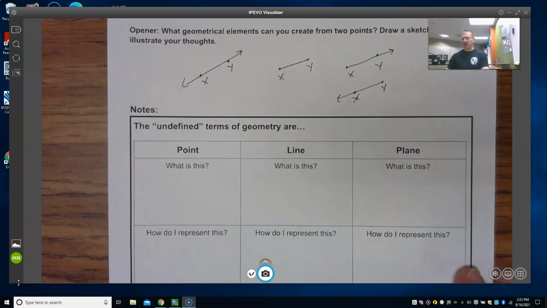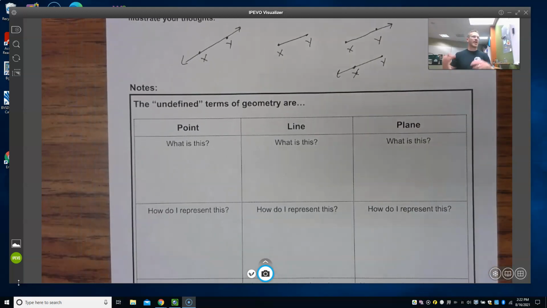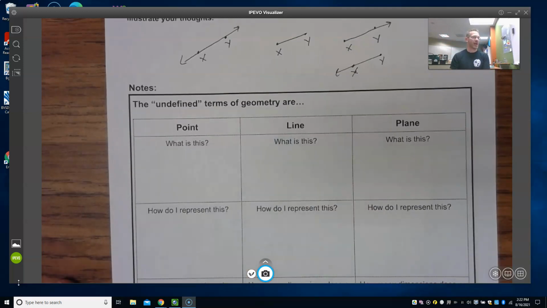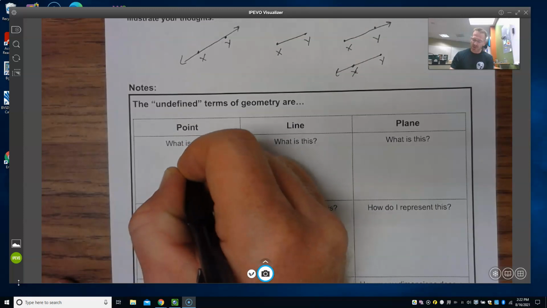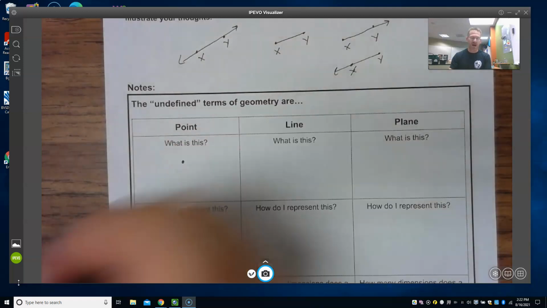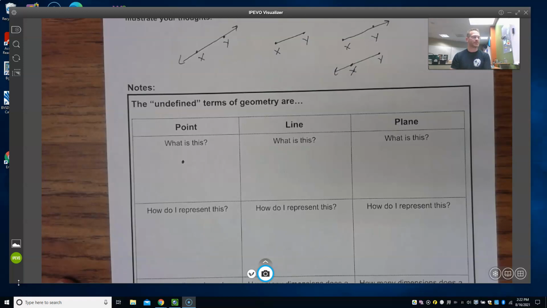Now, in geometry, we think about some undefined terms. Geometry is really creating a set of rules that we're going to work within to find different relationships. Three of our biggest undefined terms are point, line, and plane. We understand what a point is. It's just a representation of an infinitesimally small piece, and we put a little circle, a little dot, to represent that point.